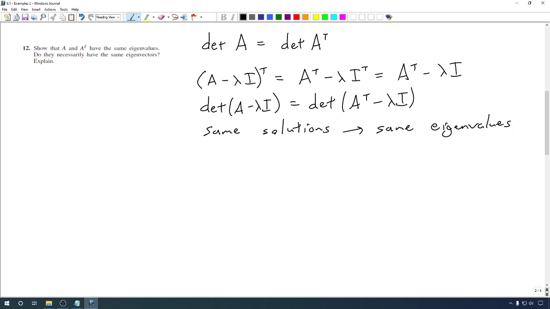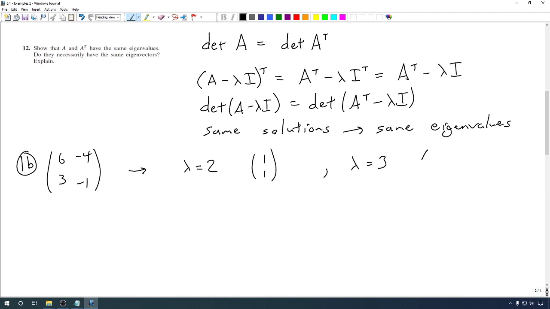But the eigenvectors are a little bit different. Let's look back at our matrix from 1b. So this is from our last video. So our matrix in 1b was 6, negative 4, 3, negative 1. And we saw that it has lambda equal to 2 with an eigenvector 1, 1. This was our span for our eigenspace. And then we also had lambda equals 3 with an eigenvector of 4, 3. So look back in the first examples video to actually see how you did that.